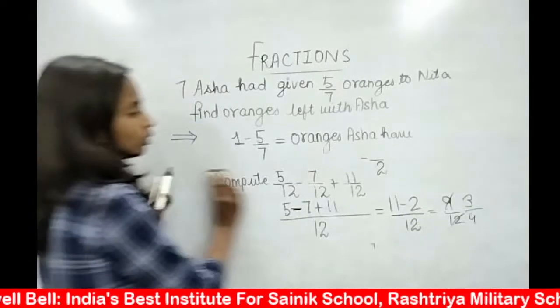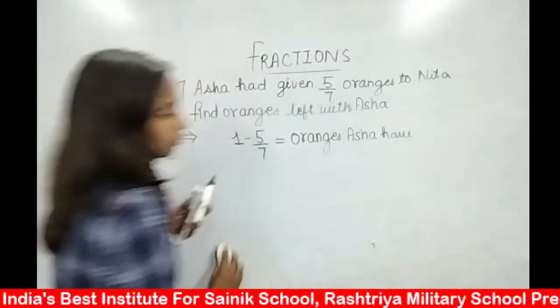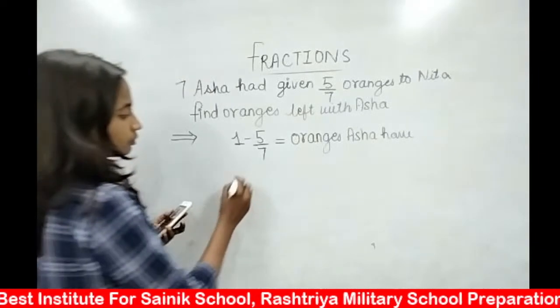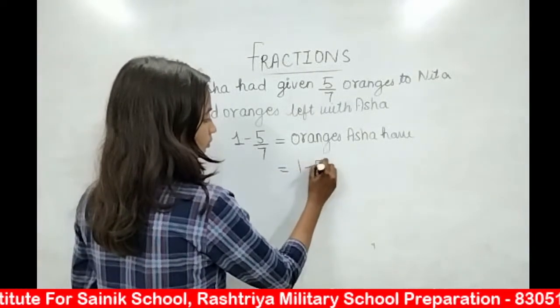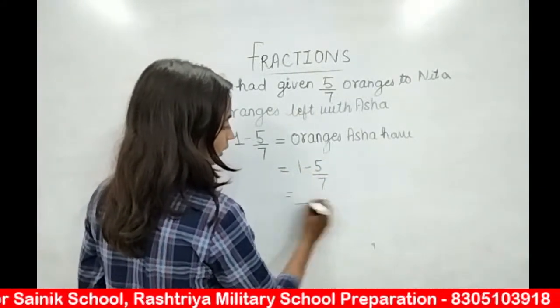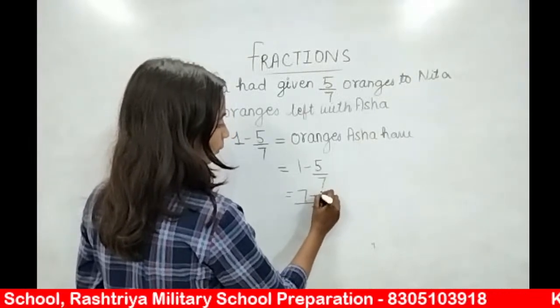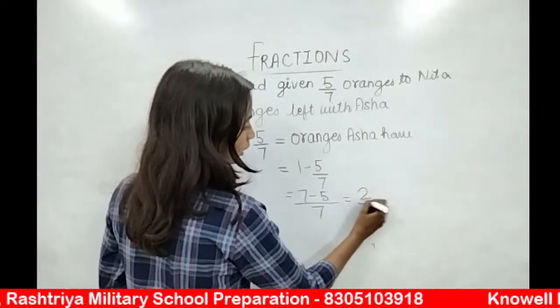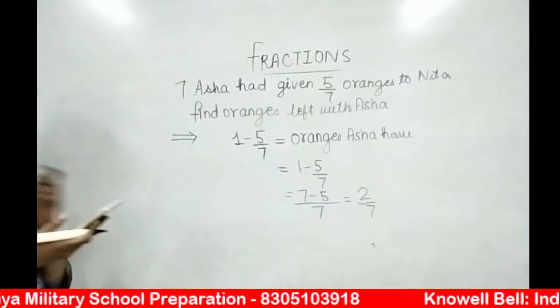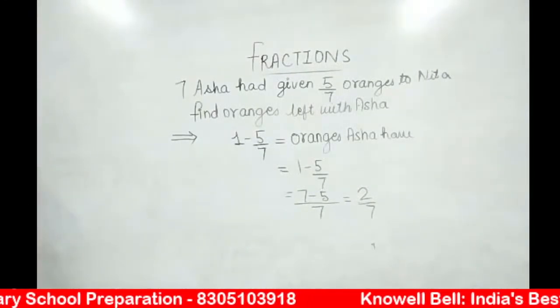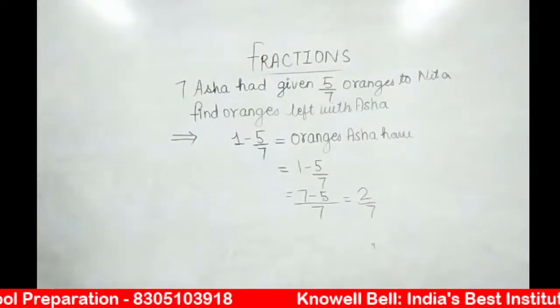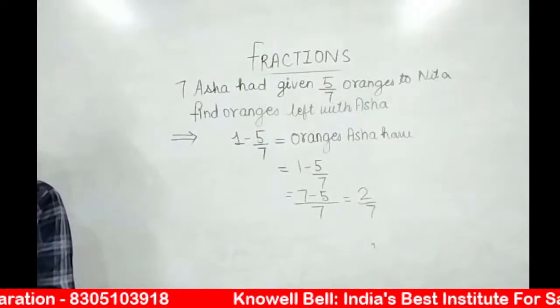So how will you solve it? 1 minus 5/7. LCM would be 7. 7 minus 5, that would be 2/7. Okay? Yes, 2/7. Correct. Sneha, Vineet, everyone is correct here.